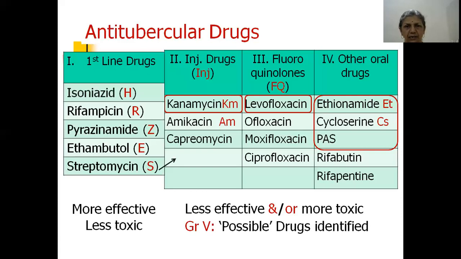The first line drugs must be known in details, and it will be helpful if you remember them in this sequence with their abbreviations because the treatment regimens use these short forms. So H for INH, isoniazid, R for rifampicin, Z for pyrazinamide, E for ethambutol, and S for streptomycin.